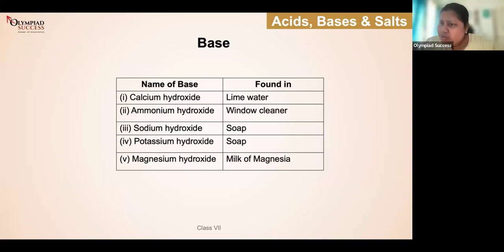Next, we use them for cleaning windows also. We use ammonium hydroxide. In soap, we have NaOH, sodium hydroxide, then potassium hydroxide. Sodium hydroxide and potassium hydroxide are main ingredients of your soap and the detergents. Milk of magnesia is magnesium hydroxide. Whenever you have acidity, we consume it. We will know about milk of magnesia a little more later in the same slide. Clear?